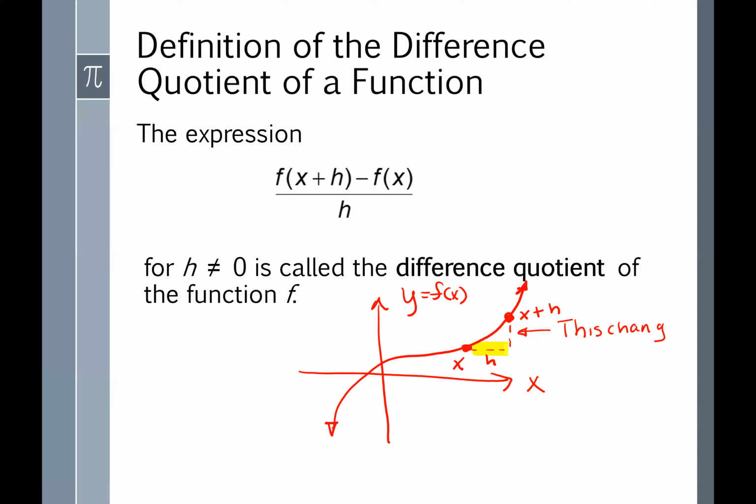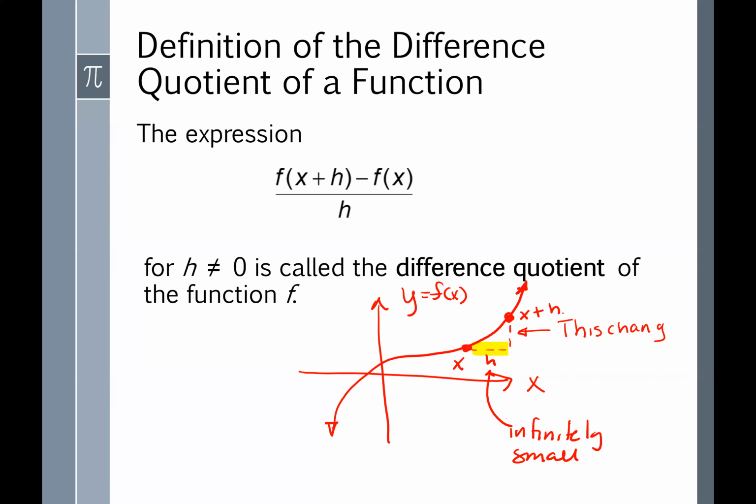So the first point is at some arbitrary x. The second point is a little bit farther than x. So h is infinitely small. Now it says h can't equal 0, but we're actually going to let h approach 0. So h is infinitely small, very small. So if I find the change in the y over the change in the x, that's the difference quotient.